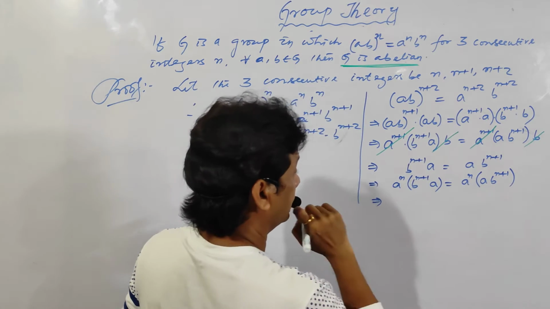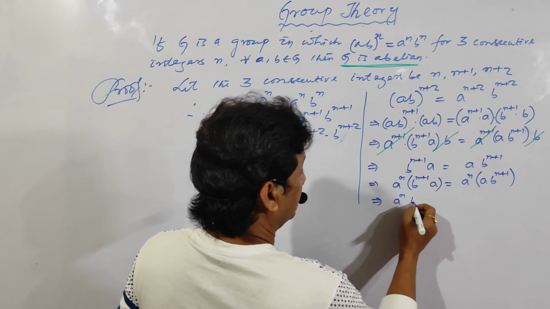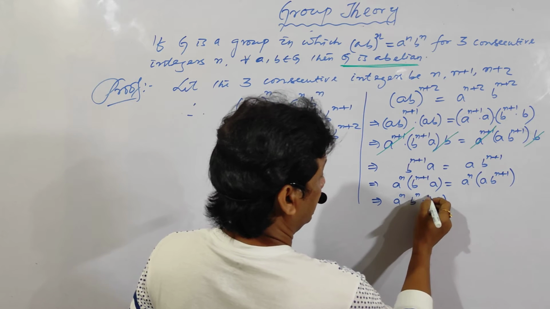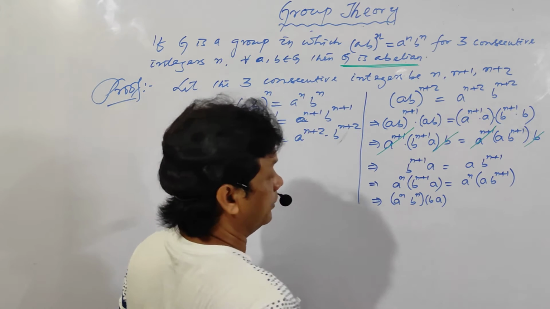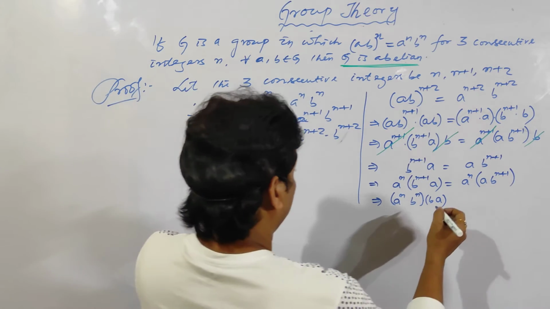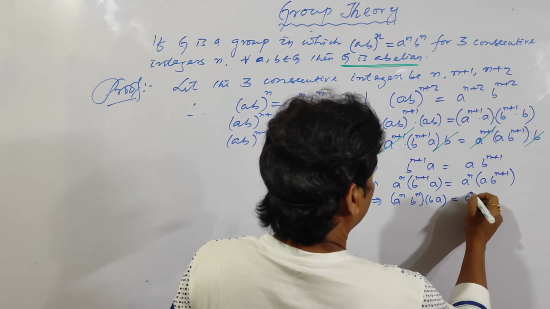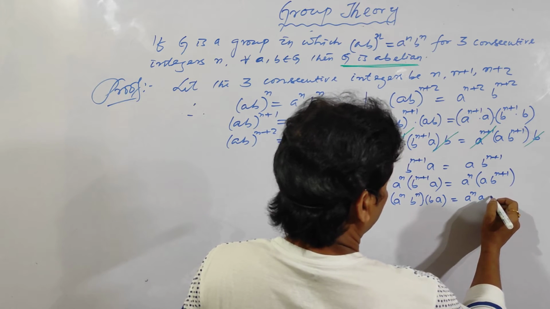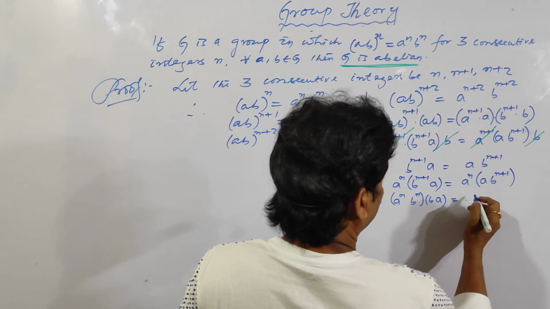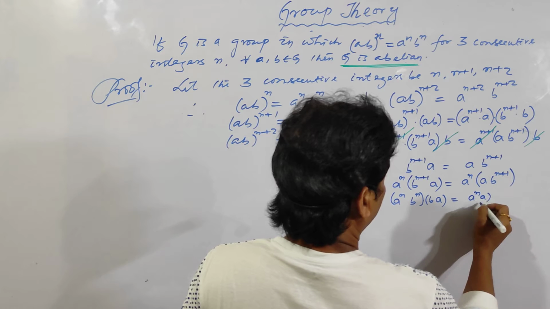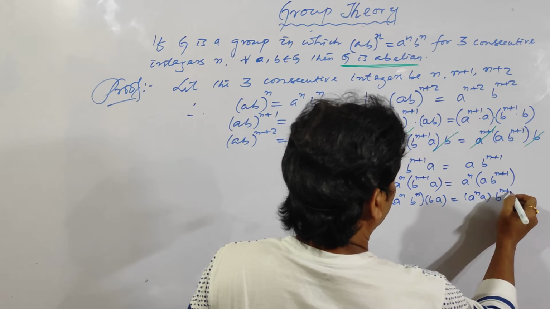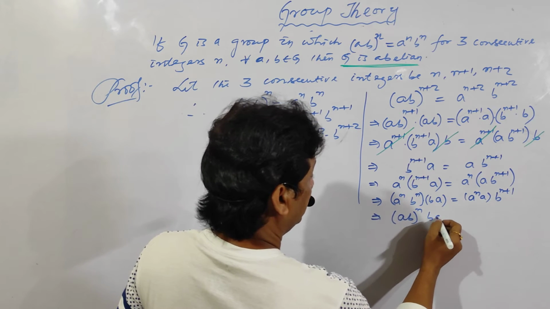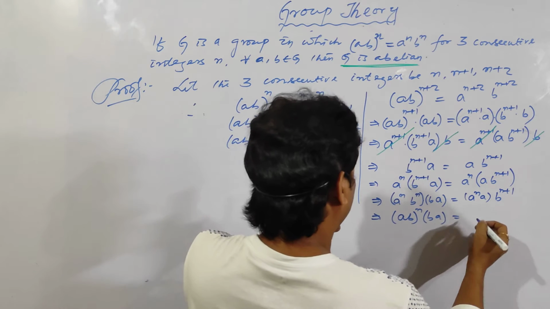Okay. Now this one, a to the power n into b to the power n into b into a. I am writing this one and this one, applying the associative property. Now this one is equal to a to the power n into a, and this one I can write, I am combining a to the power n into a into b to the power n plus 1. So this will be (ab) to the power n into ba, and this will become, tell me, who can tell me?